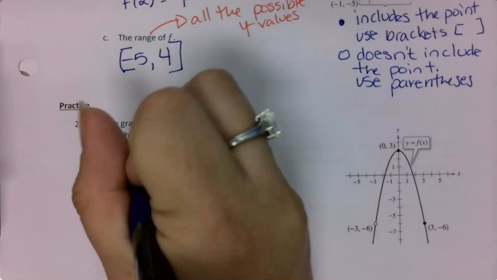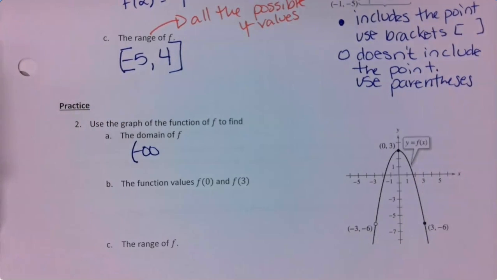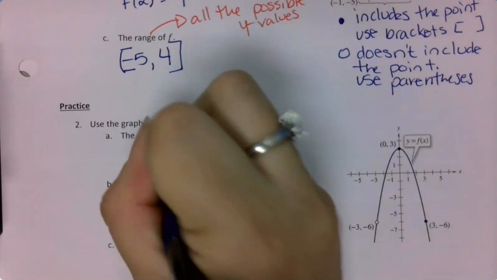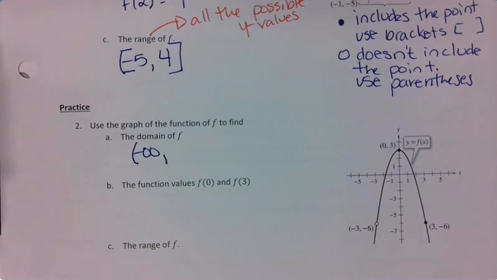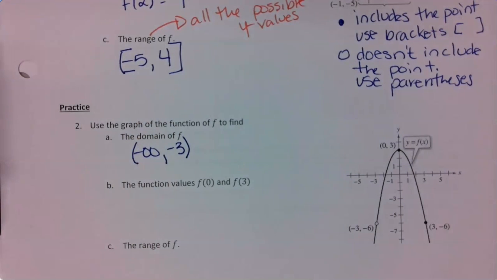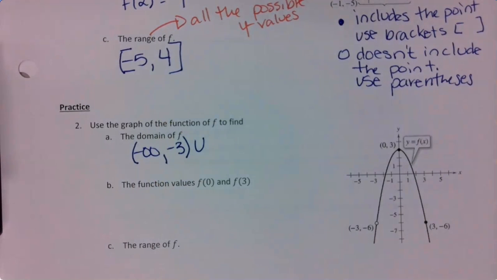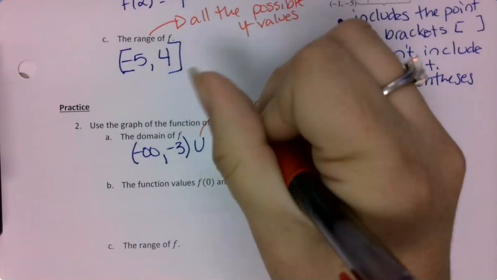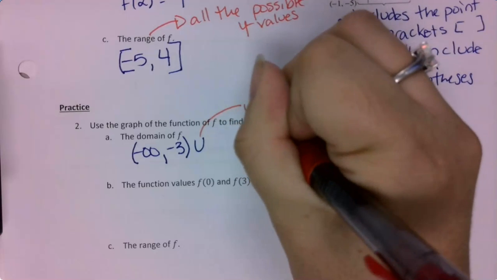So what I'm going to do here is I'm going to do negative infinity. And you always use parentheses with infinity and negative infinity because they're not a specific number. And then I'm going to use a comma. So where is my hole at? -3. And then I'm going to close that off with the parentheses because that -3 is not included. Then I'm going to use this U for union. And basically, it just puts 2 sets together.